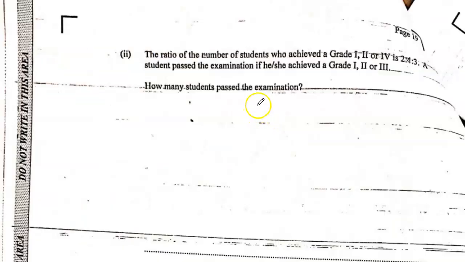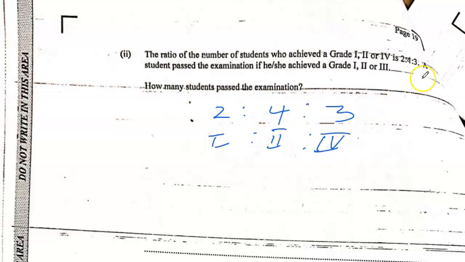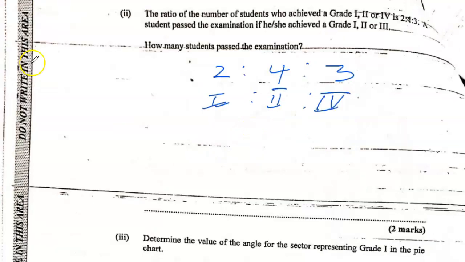The ratio of the number of students who achieved grade 1, 2, or 4 is 2 to 4 to 3, for grade 1, grade 2, grade 4. A student passes the exam if he or she achieves a grade 1, 2, or 3. How many students pass the exam? Now remember, we already know the amount of students who got a grade 3. So we need to know the amount of students who received grade 1 and 2.